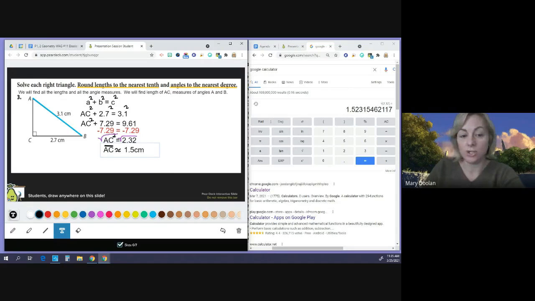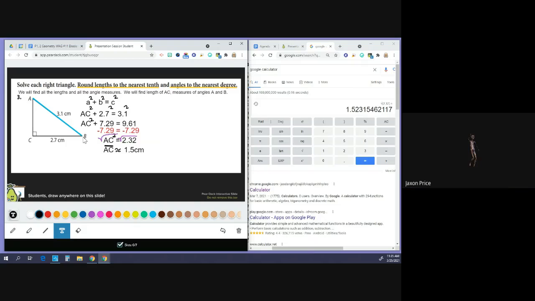What is the nearest degree? Okay, so nearest degree would mean whole number. Yep. Okay, so now we are going to look at those degrees. We found AC. Now we have to find the measures of A and B.